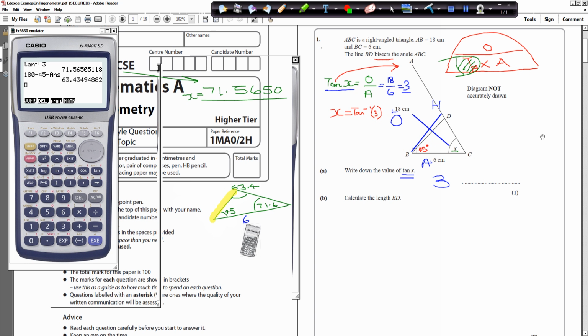Now, this is like a question within a question. We got a right angle triangle and we got to work out that side there. So any ideas on what we are going to use in this particular smaller triangle to work out BD? Anybody else?